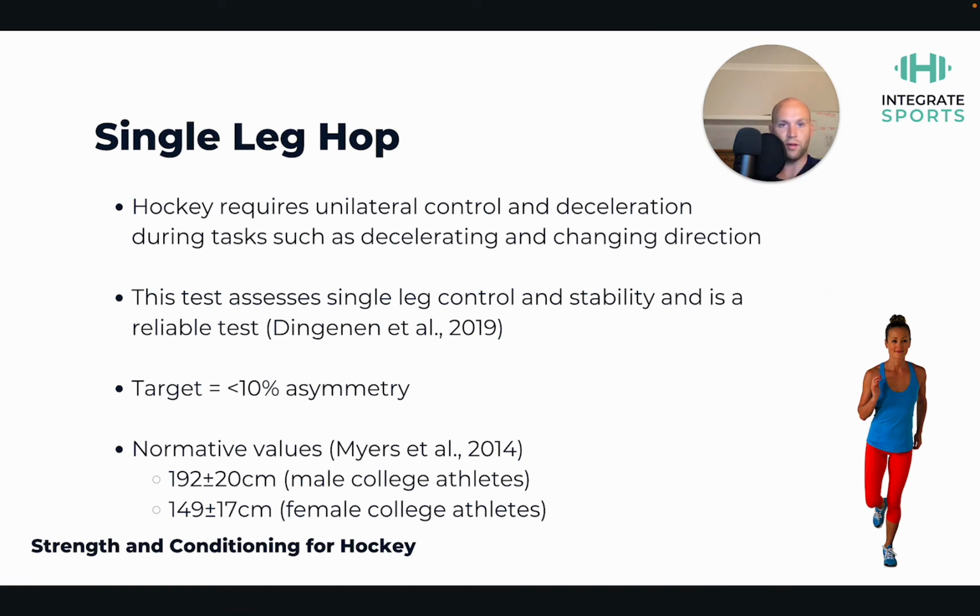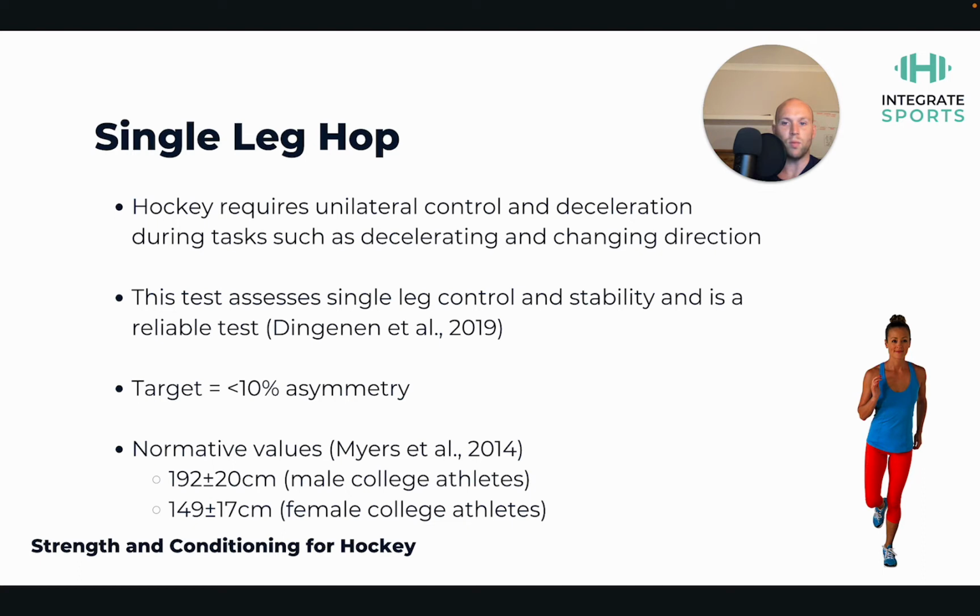So front of the toe to back of the heel upon landing. And ideally we want a target of less than 10% asymmetry. So if we had a metre on one leg and then 1.5 metres on the other, clearly that would be a massive difference, and that would suggest that one limb is significantly weaker than the other, which is probably going to highlight either a previous injury or some major sort of issue there.